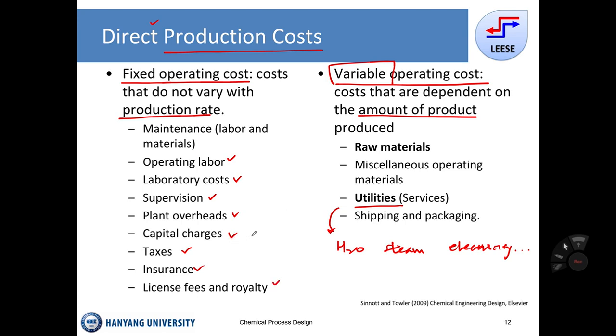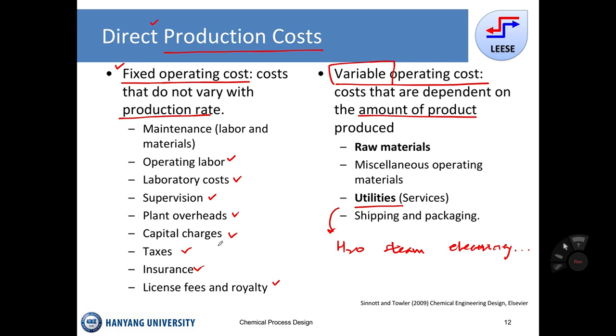Capital charge means you need to pay back some interest or some money related with your financial arrangement when you have borrowed the money from the bank. The project in the chemical industry is heavily capital intensive, so you probably need to borrow the money from the bank. Then there are some charges related with your borrowing the money from the bank. That is probably not heavily dependent on the amount of product produced. So that is one of the items for fixed operation cost.